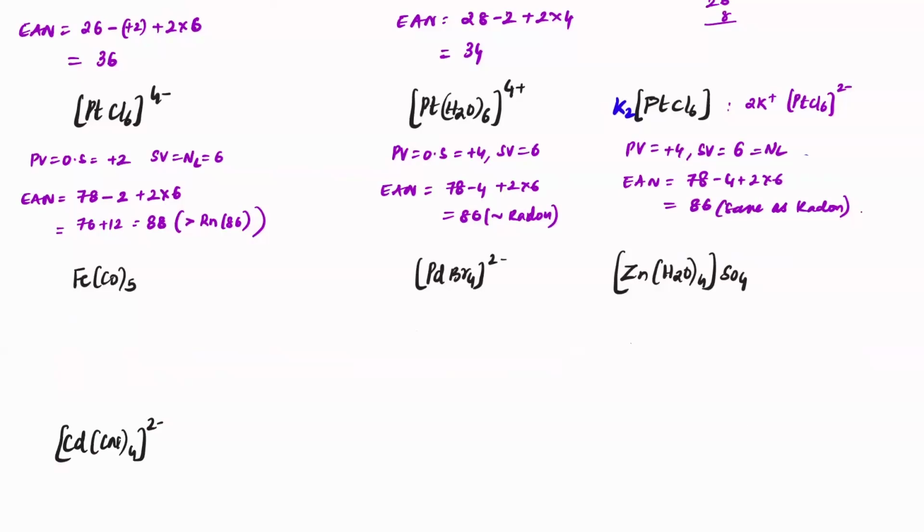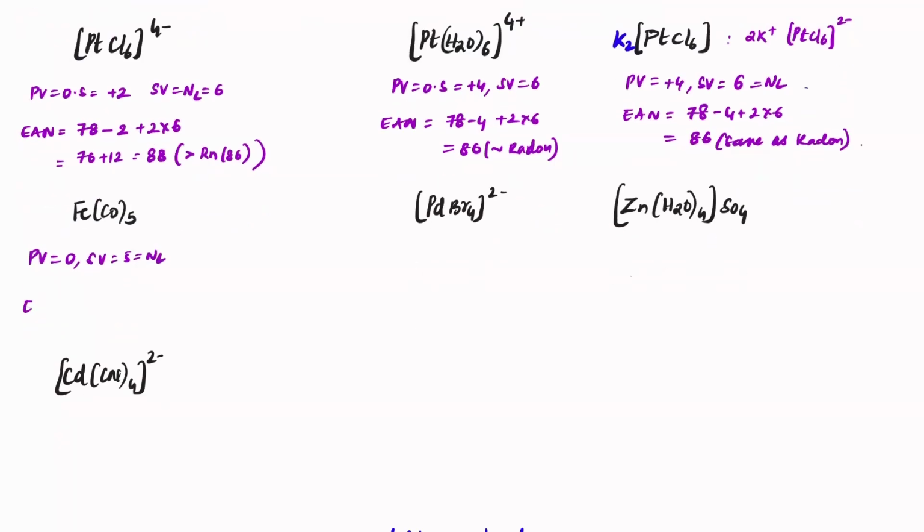Fe(CO)5. Primary valency is 0, secondary valency is 5, which is the number of ligands. So EAN value will be equal to 26 minus 0 plus 5 into 2, which is 36. So this is a perfect match. So this is satisfying the nearest inert gas configuration.